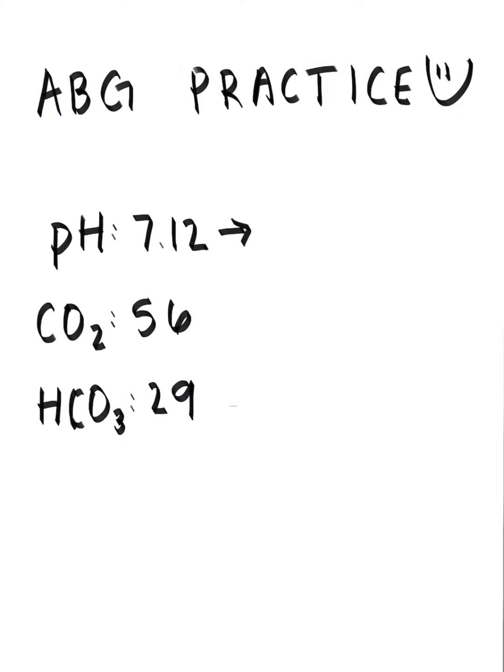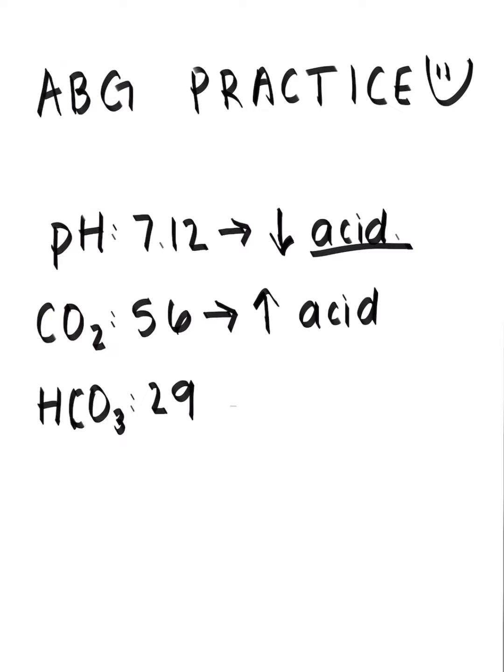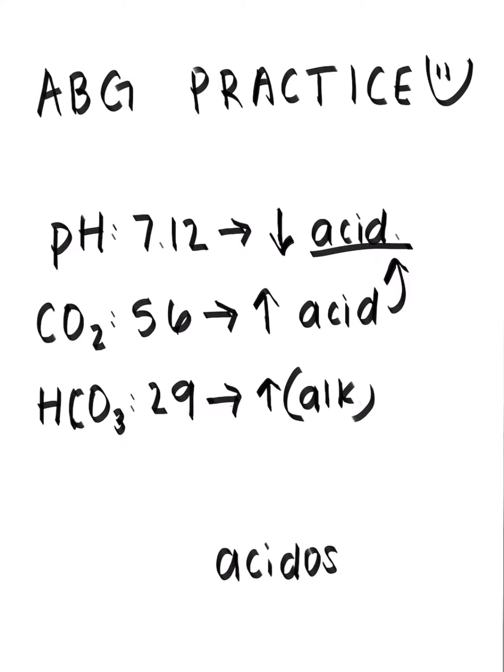I always start off by looking at the pH. And so here the pH is low, which means we have some sort of acidosis going on. Next, I'm going to look at the CO2. Normal CO2 is between 35 and 45, so because this is 56, we have a high CO2, meaning that it's contributing to an acidosis. Then I will look at bicarb, and here our bicarb is high, and normally with a high bicarb, this contributes more to an alkalosis, which means we have some sort of compensation going on.